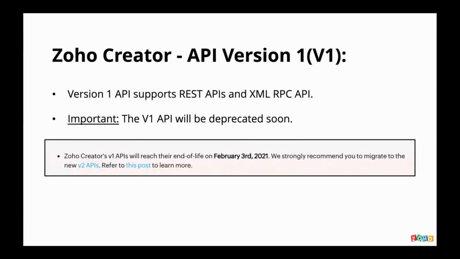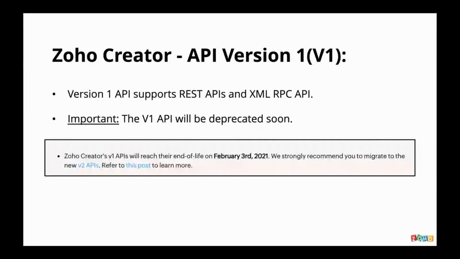However, kindly note the version 1 API will be deprecated soon, on February 3rd of 2021. So you will have to use the V2 API in place of the V1 API. If you have used V1 API somewhere else within the application, in that case, you need to migrate from V1 to V2 APIs to keep the connection made earlier stable, without any interruption in the data transfer. So that is important.